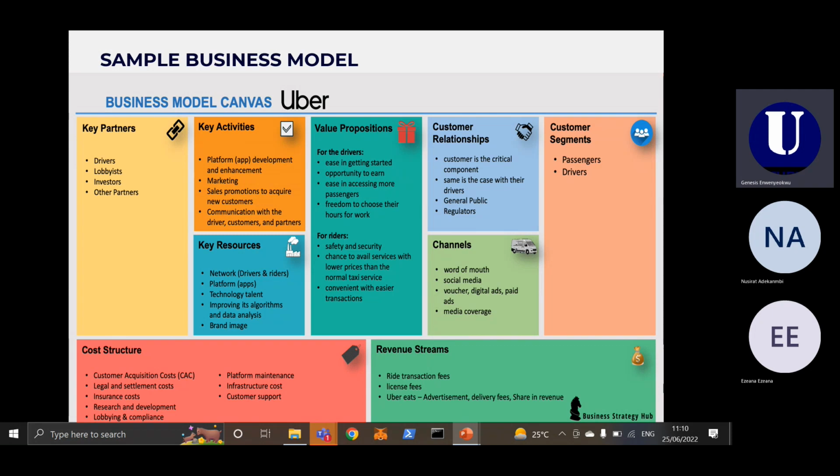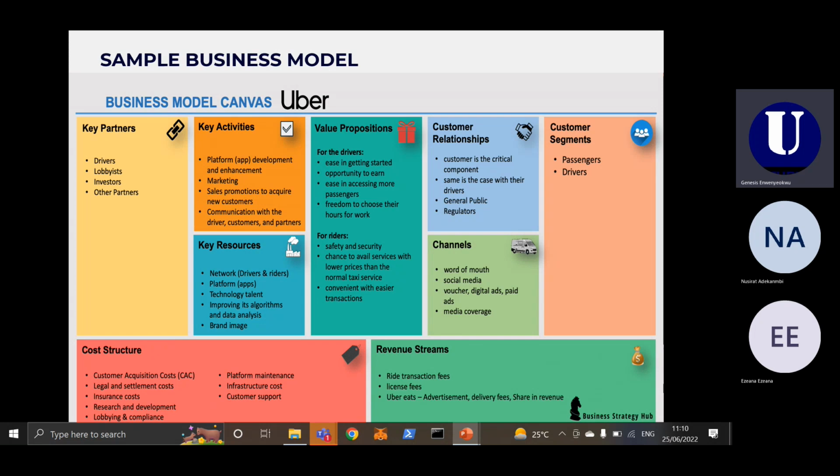For normal yellow taxis, I'm sure here in Lagos, you can't go from one destination to another and they charge you anything less than 2,000, no matter the distance. The minimum they can charge you is 2,000 naira. But for Uber, you can even get a ride for 1,500. You can get a ride for 800 naira. You can get a ride for 1,200, 1,800, and so on and so forth. For the riders, which are the passengers, the value proposition. Okay, I've talked about that.